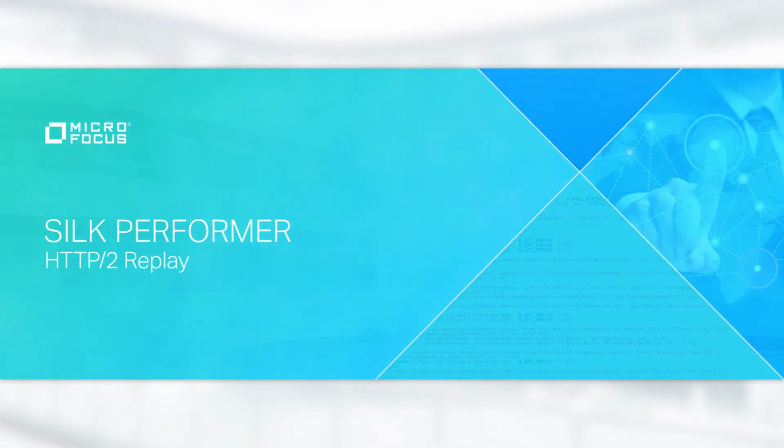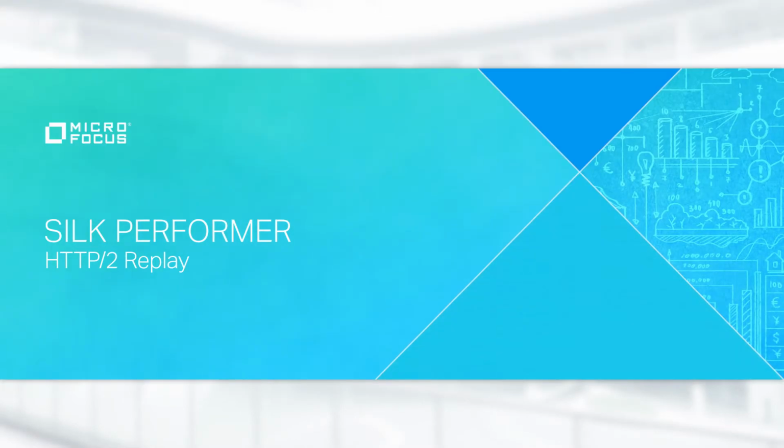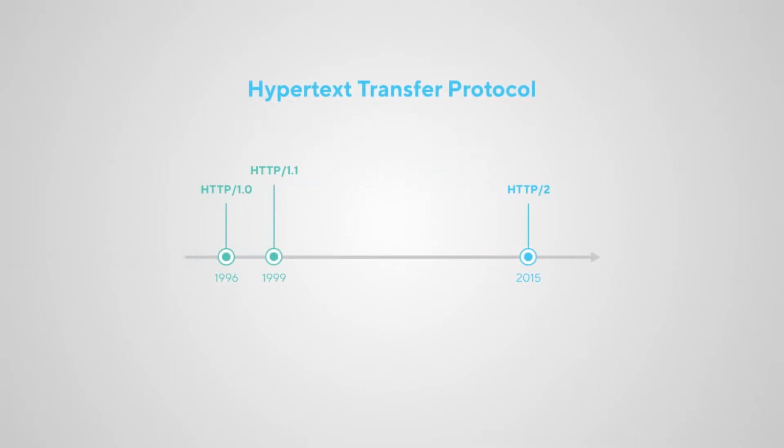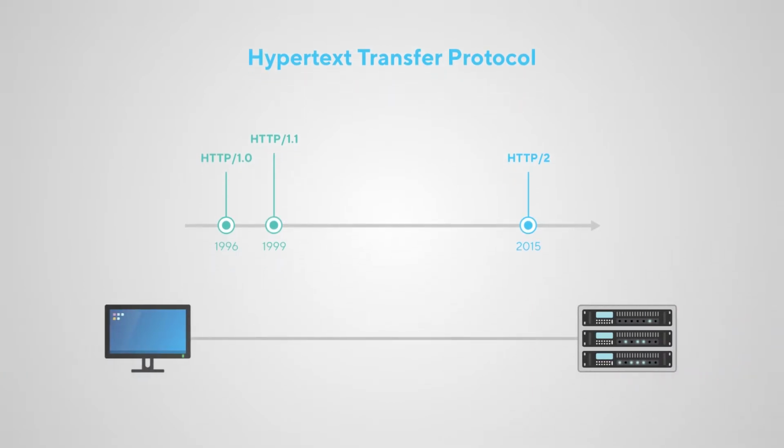In this video, you will learn about HTTP2 replay in Silk Performer. Let's first gather a few facts around the Hypertext Transfer Protocol. Released in 2015, HTTP2 is a major revision of HTTP 1.1. In essence, it provides for a considerably faster communication between client and server.